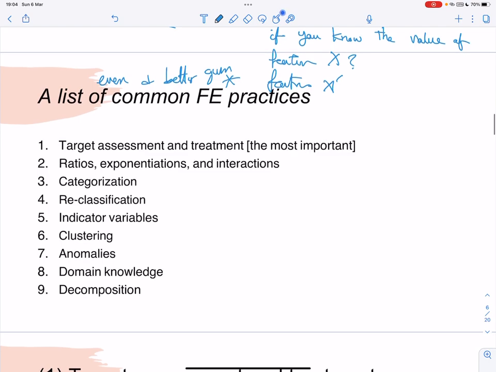There are a few techniques that we can use to engineer new features or improve the current ones. And I have provided a list of common feature engineering practices. So the rest of the lecture would be going through every single one of them. And let's get started with the first practice.